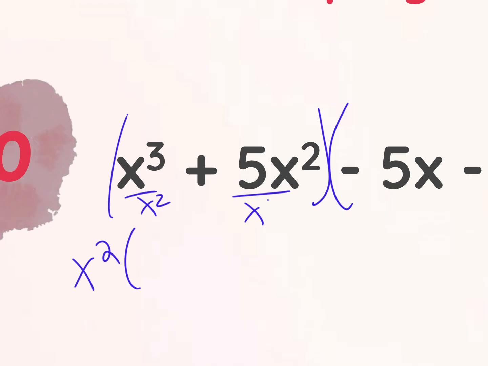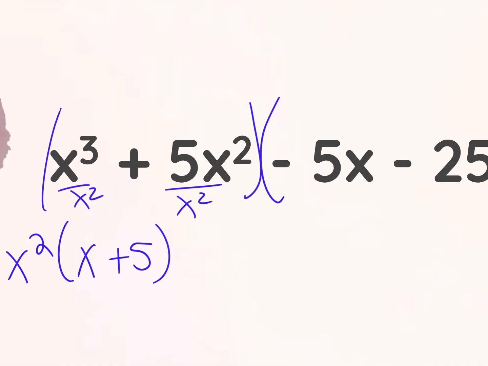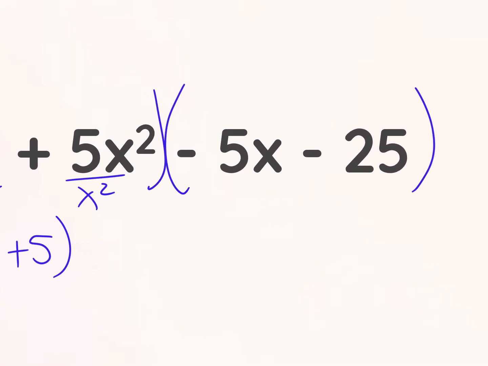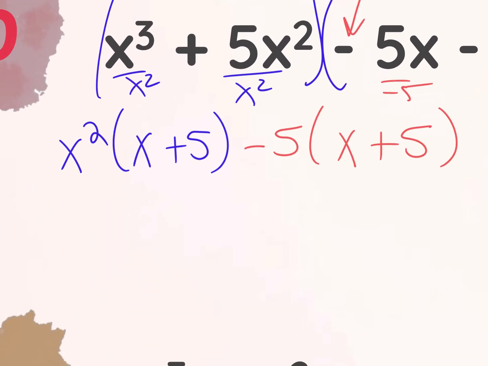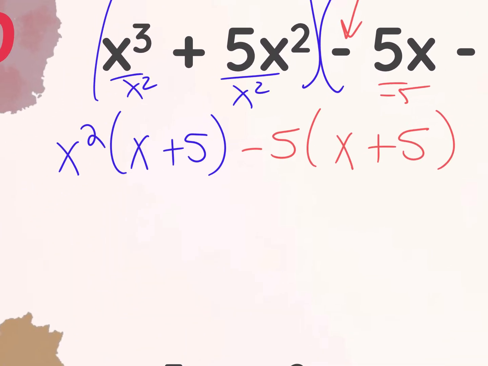Write it underneath if you need to. What's x cubed divided by x squared? X. What's 5x squared divided by x squared? Plus 5. All right, go to the second one. I'm leading with a negative. What should I take out? Negative 5. When I divide this by negative 5, what's negative 5x divided by negative 5? X. What's negative 25 divided by negative 5? Plus 5. Do you have two parentheses that are exactly the same?